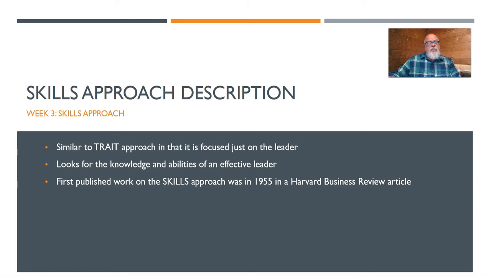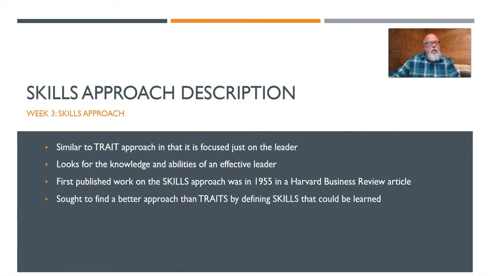So in the 40s and 50s, but then in the mid-50s is when we first start seeing published papers on research on the topic. And remember, we're studying researched ideas in this class. We're not just coming up with our own opinions or reading a book that's based on opinion. Every one of these chapters is based on lots and lots of research, so that's a good way for us to go. What the skills approach did was it sought to find a better approach than traits by defining skills that could be learned, right? Traits you're born with, skills you can learn.